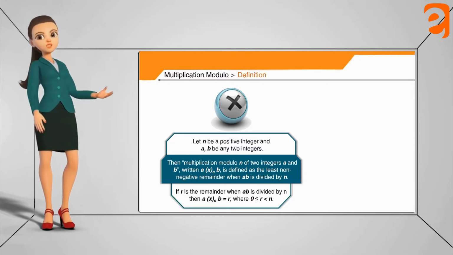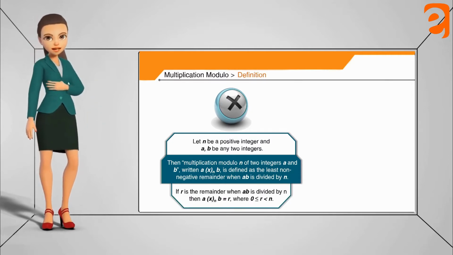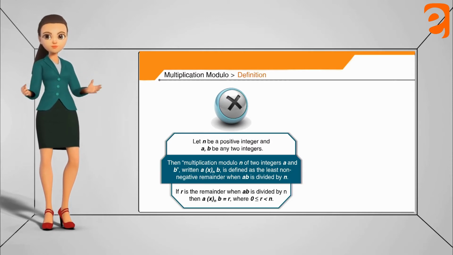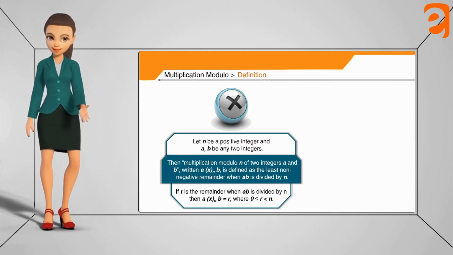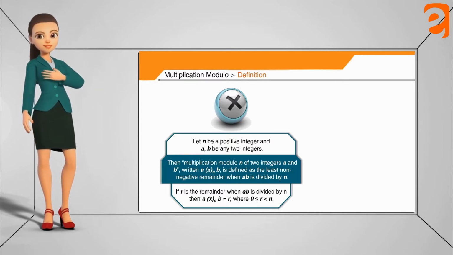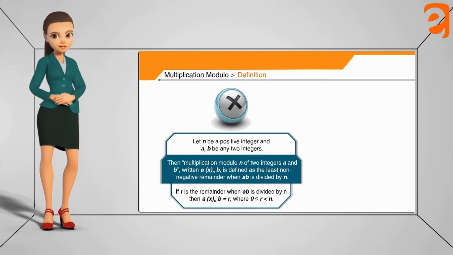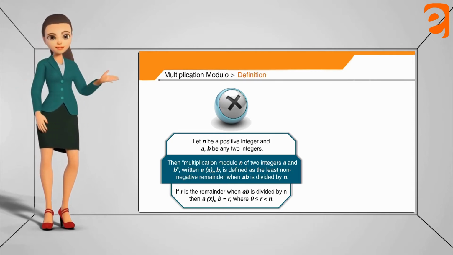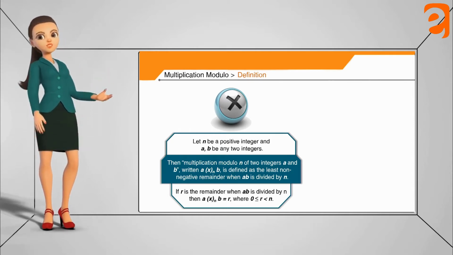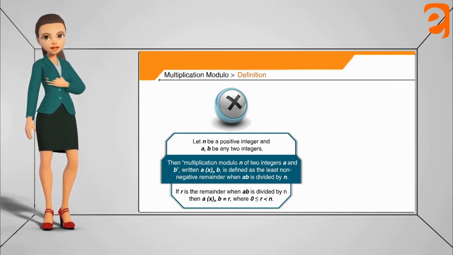Looking at a more appropriate definition, it says that if r is the remainder when ab is divided by the number n, then we define a multiplication modulo b to be equal to r, where r lies between 0 and n. r can be equal to 0, but it can never be equal to the number n.